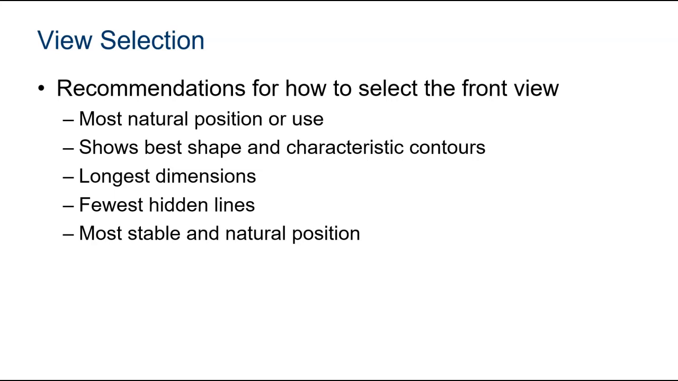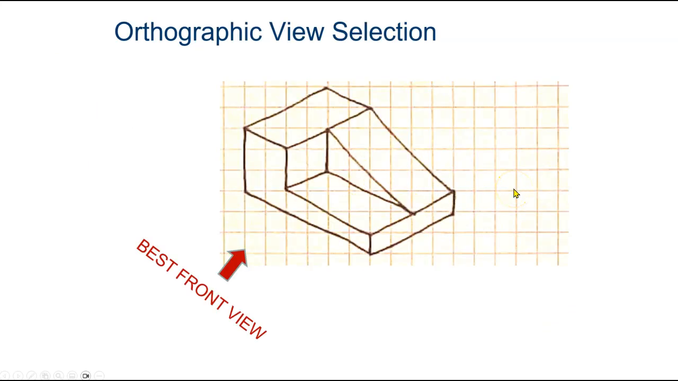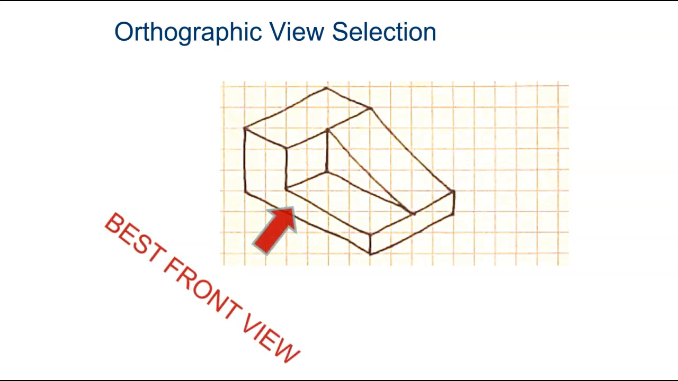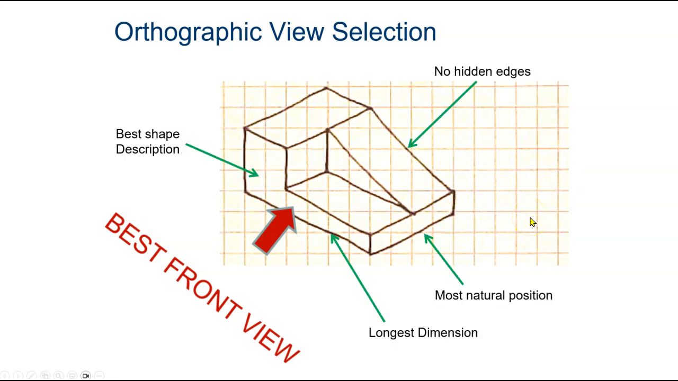Two or more sides may look like the best solution for a front view. When selecting a front view, compare all side views and choose a front view based on the list of criteria in this list. So let's do a little exercise. Which side of this object represents the best front view? If you pointed at this surface here, you're correct. So the view that is chosen as a front view should be drawn facing to the left front as an isometric view, as shown in this example. It has the best shape description, there are no hidden edges, and it has the longest dimension.